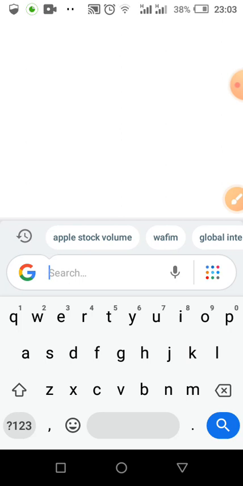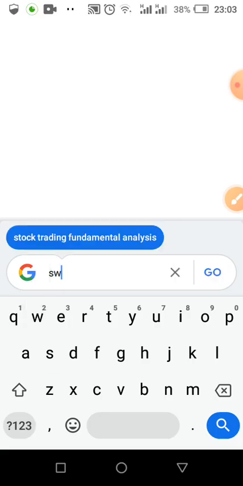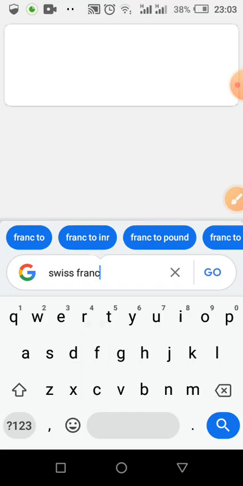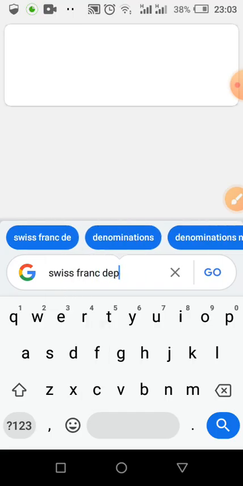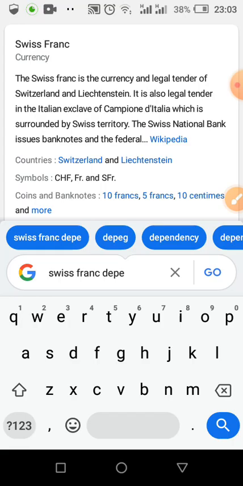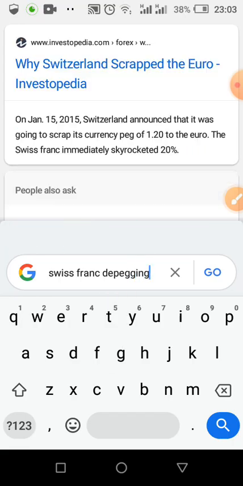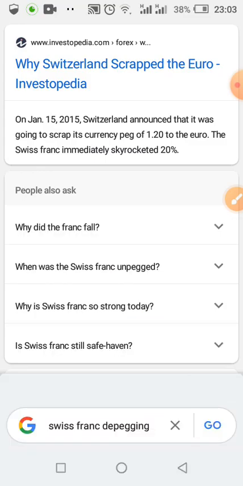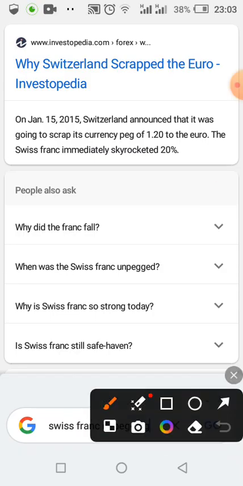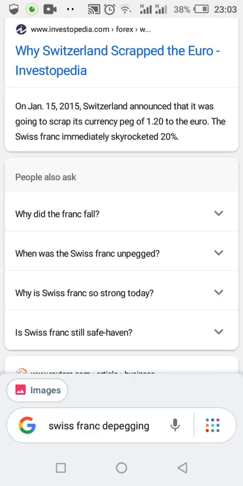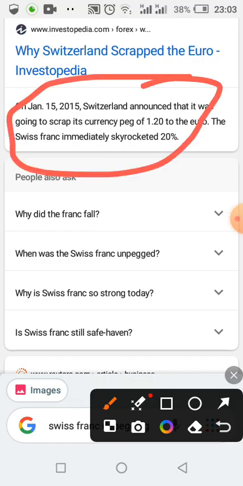So one such black swan event was when we had the depegging of the Swiss franc, which actually caused some brokers to end up even going broke because they were not able to even protect themselves. So this is one such case of the depegging of the Swiss franc, the currency of Switzerland, in 2015.